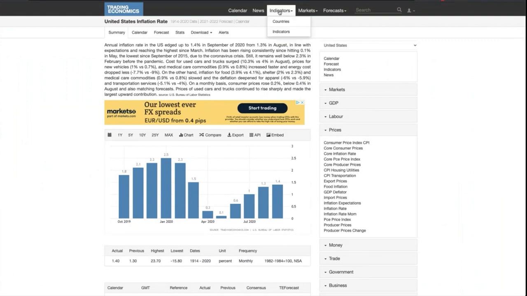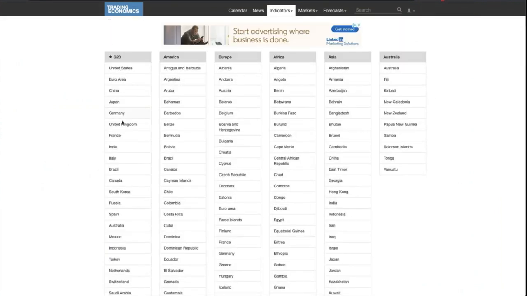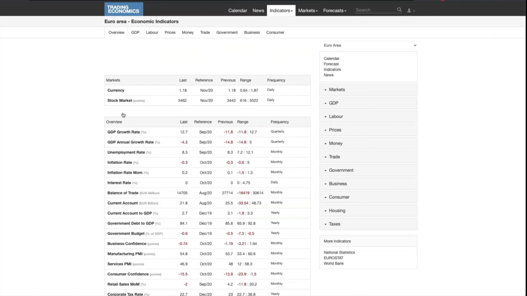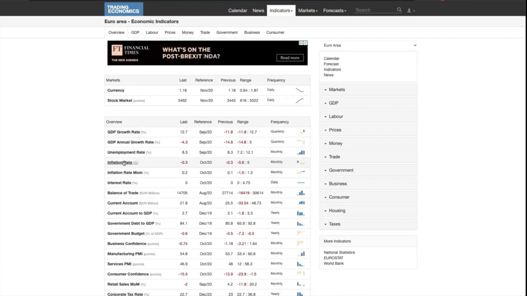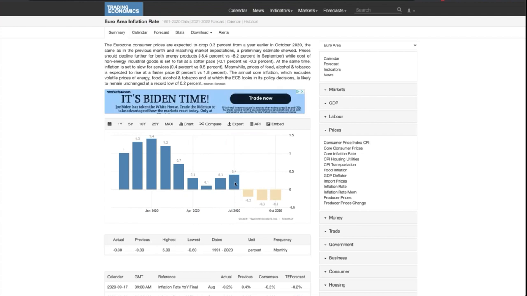So let's go to Europe. Euro area inflation, look at that. It rose a little bit, but ever since, it's literally remained negative. So everything I've been talking about, you've just literally seen. So now the question becomes, this is where the question comes, how do we make money from this?